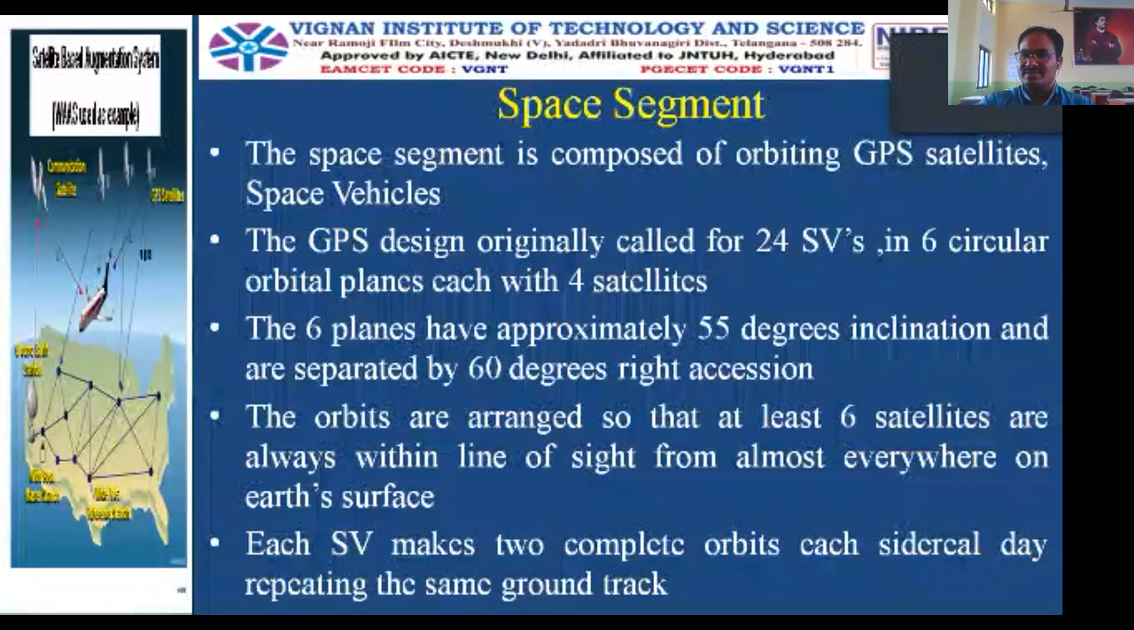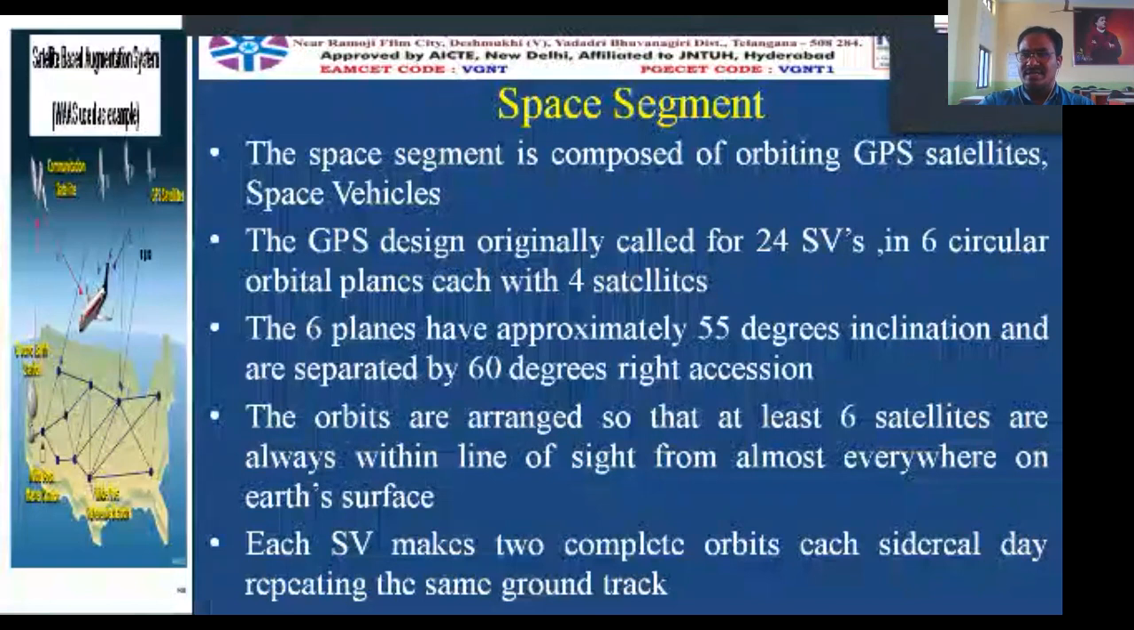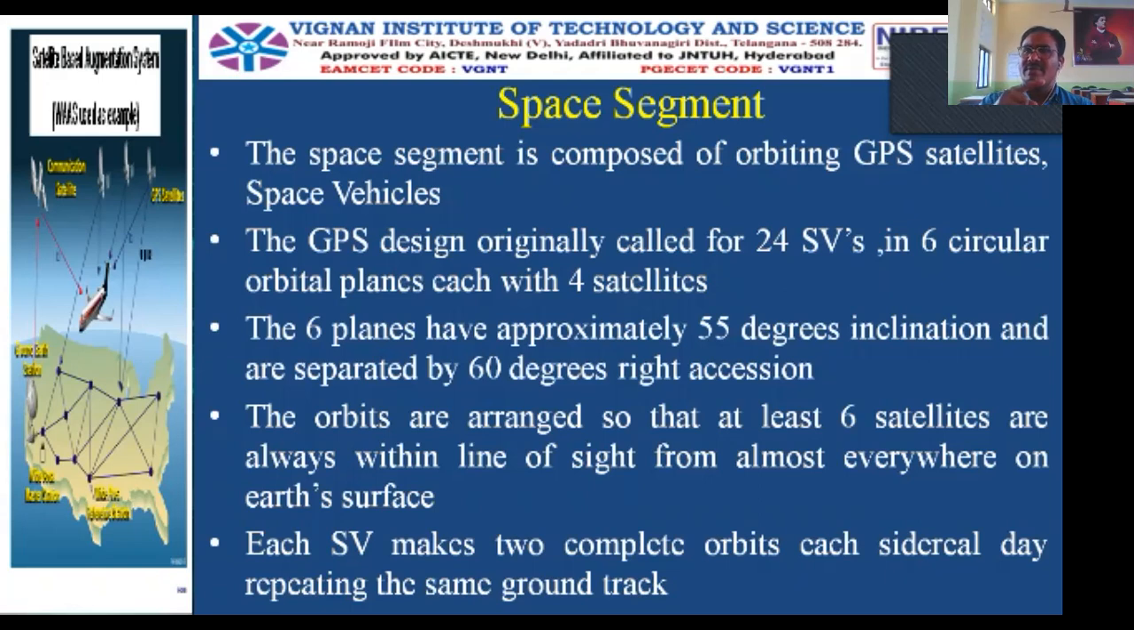And each space vehicle makes 2 complete orbits in each sidereal day. So that we already know. One rotation of a satellite around the Earth will take half a sidereal day. So in one sidereal day it will make 2 rotations. That is the point, orbital speeds.